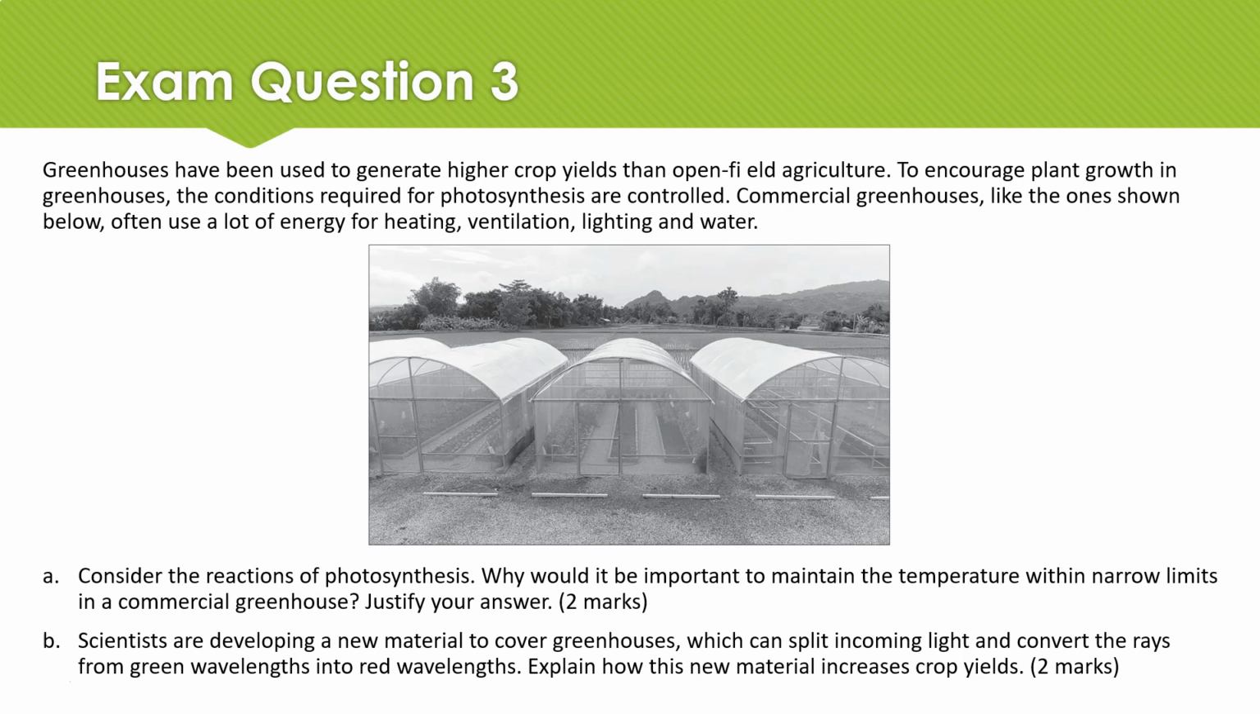And then for B, scientists are developing a new material to cover greenhouses, which can split incoming light and convert the rays from green wavelengths into red wavelengths. Explain how this new material increases crop yields. Alright, so you can pause the video now and go and answer that, and then you'll be able to check your answer by watching the video linked in the description box below.